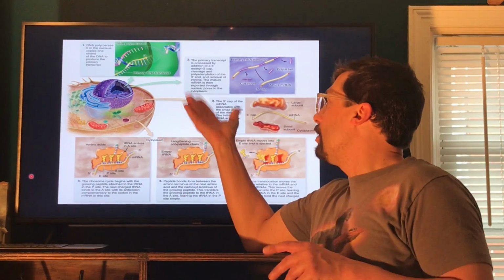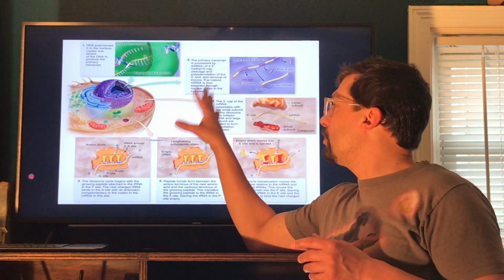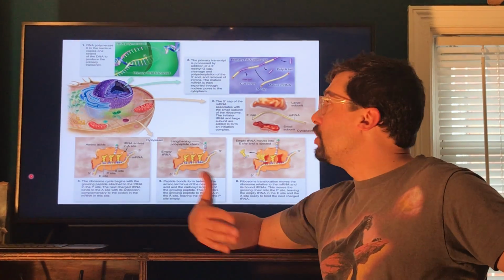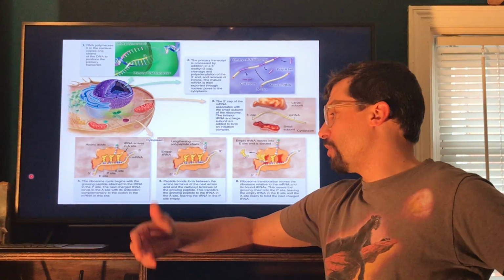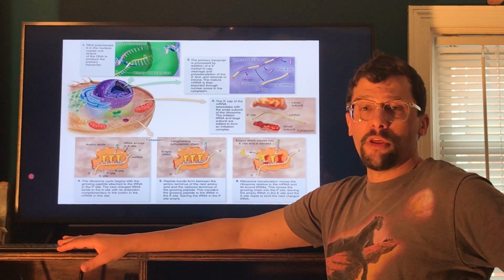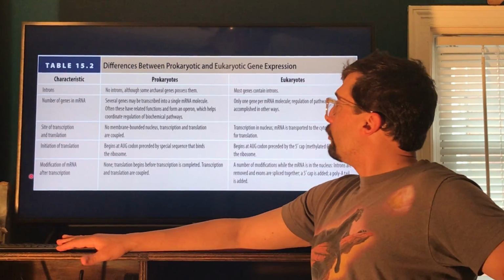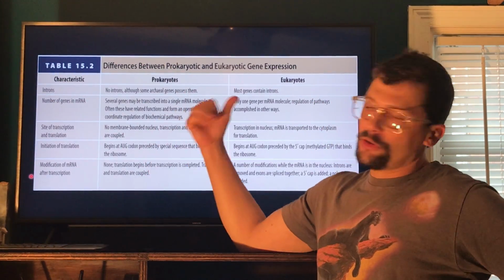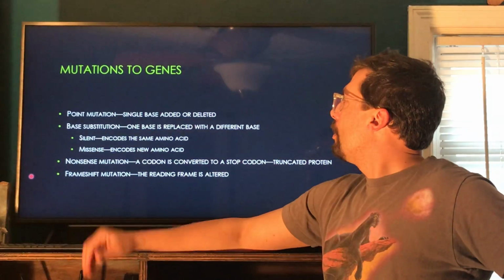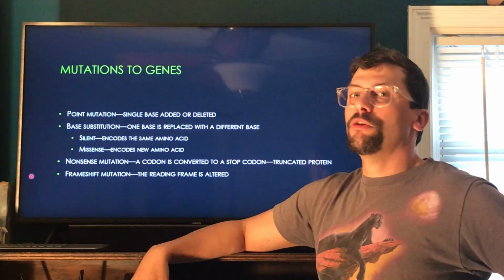I would suggest spending a couple minutes with this. If you can understand this and wrap your head around all the steps going on here, you're going to be good to go for understanding both transcription and translation. Now, so far we've been talking about if everything goes right. That doesn't always happen. If you want to take a look at this table as well, it shows differences between pro- and eukaryotic genes, but not everything goes right.